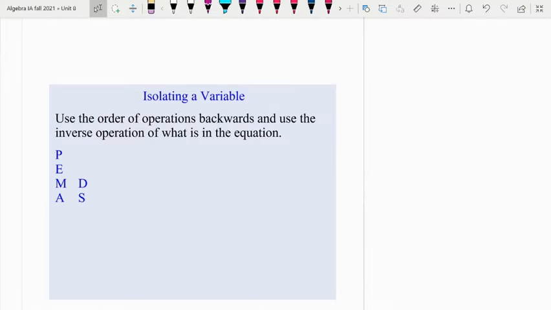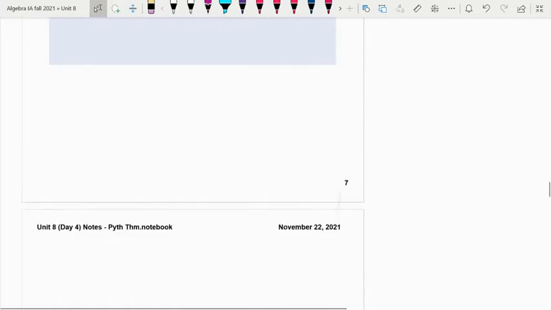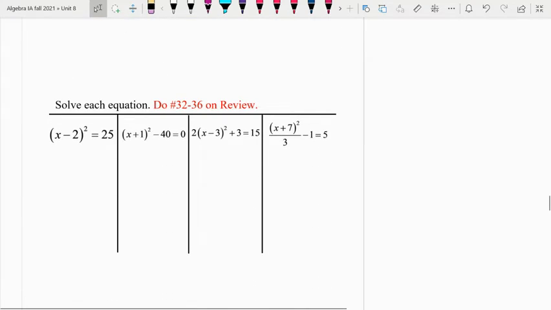Use the order of operations backwards, so when you isolate a variable, go backwards. So we take PEMDAS and go backwards. Add, subtract, then multiply, divide, exponents, and parentheses. So let's look at this one.